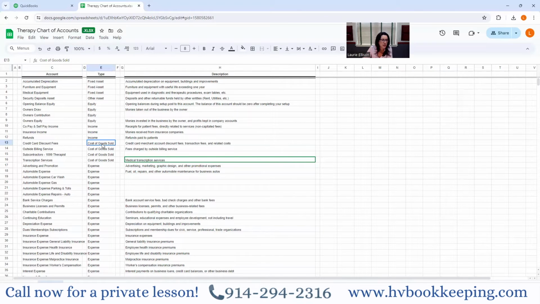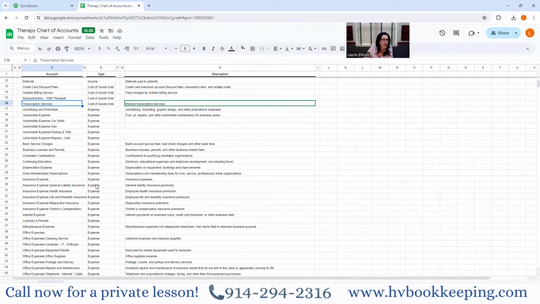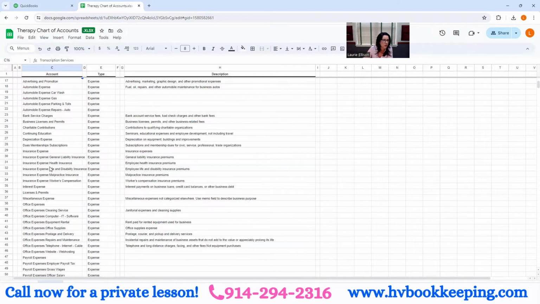We're putting these items up at the top of your profit and loss in what is called the cost of goods sold. We have an outside billing service, if you have a subcontractor, 1099 therapist, and if you do any transcription services. Then we move into overhead. These are all different accounts for things that are true business expenses, and they're just in alphabetical order. And where they have indentation, these are sub accounts.